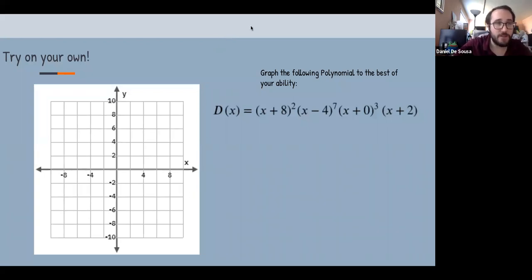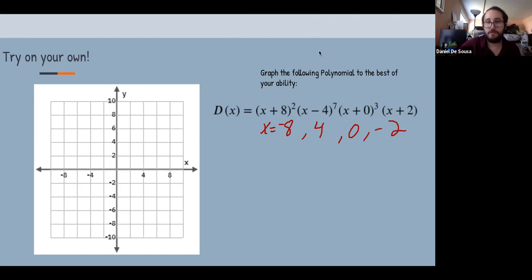To be able to graph this, you need a couple of things. You need to know end behavior, degree, leading coefficient, and so forth. The first thing that I can easily do, because this is in factored form, is find the zeros. Because all of these are just x plus or minus something, I know that this is x equals -8. This is going to be +4. This is going to be 0. And this is going to be -2.